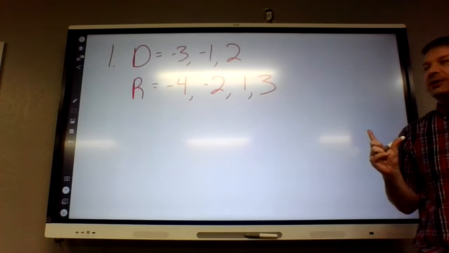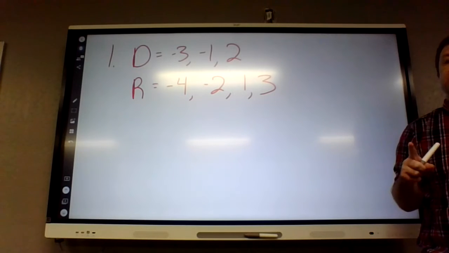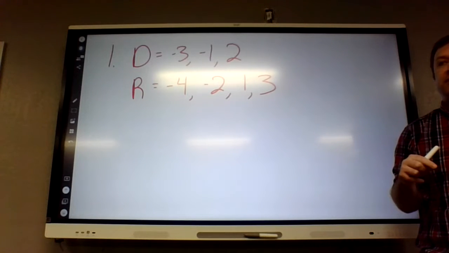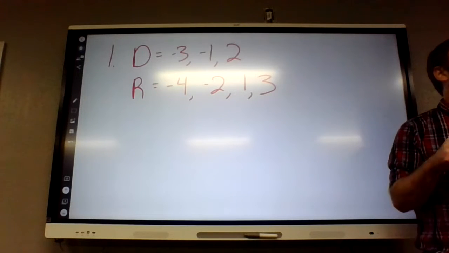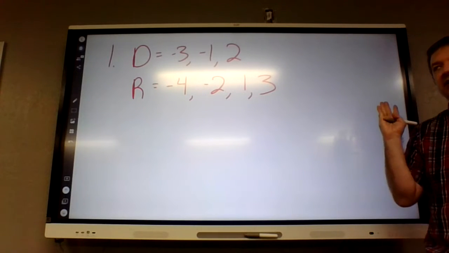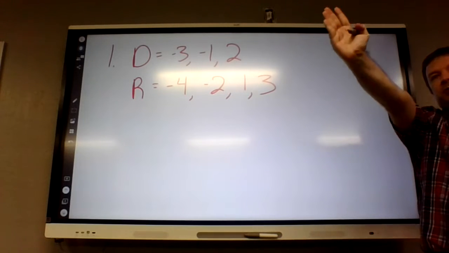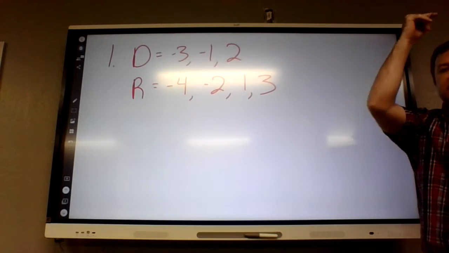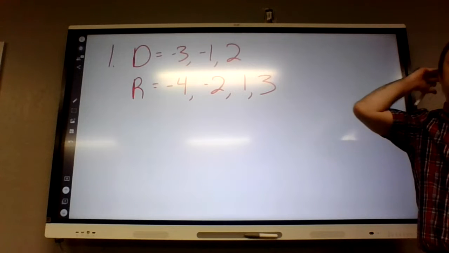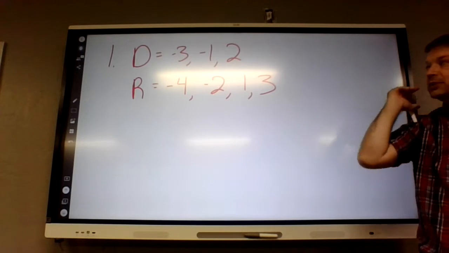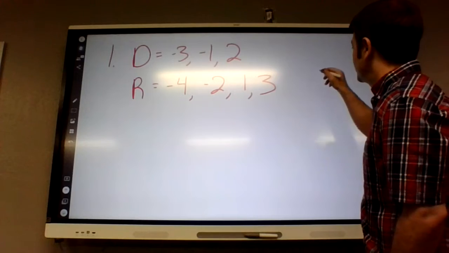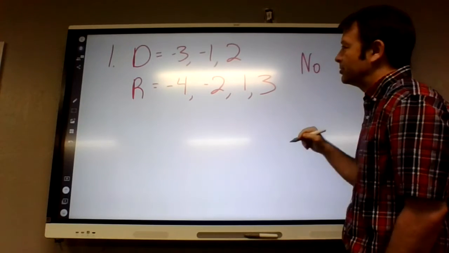Do you guys remember how we can tell whether it's a function or not by looking at the graph? The vertical line test. If any vertical line hits at 2 points, it fails. So does number 1 pass or fail the vertical line test? Fail. So we're supposed to put no, it's not a function. Just put no.